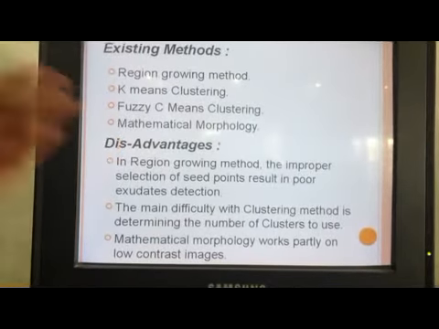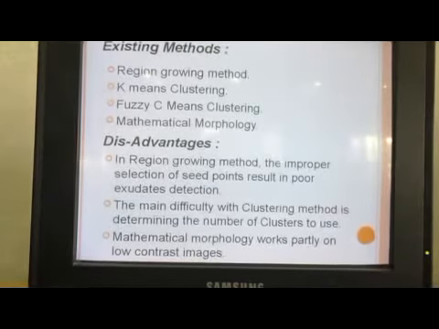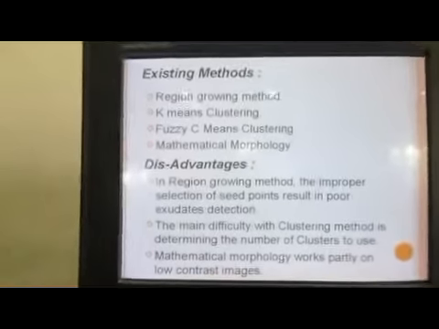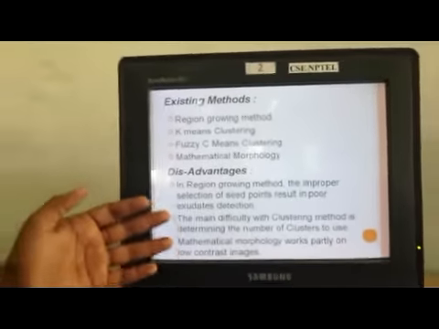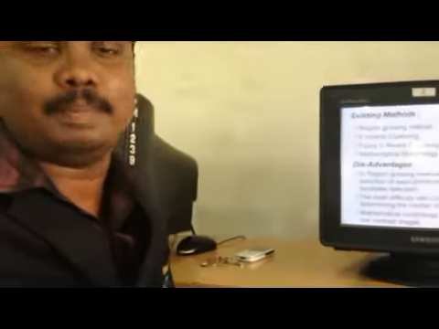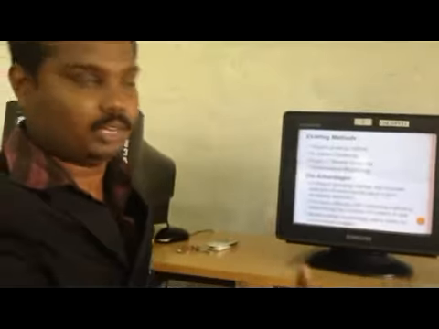And finally, we have mathematical morphology. It does not work on low contrast images, as it is sensitive to the contrast of the image. These are the existing methods and their disadvantages. Right now we are going to talk about the method we have proposed for the detection of exudates. Let's have a look at it.